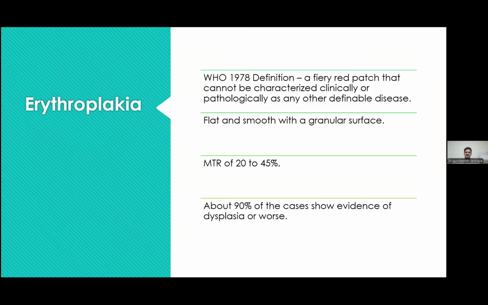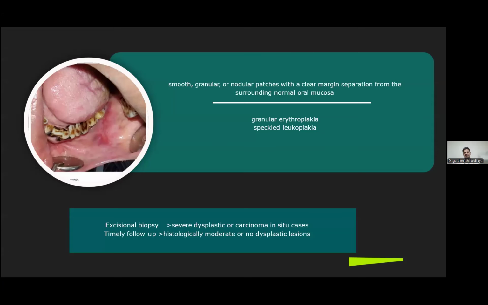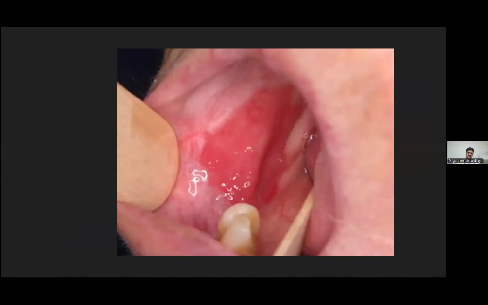Erythroplakia is another spectrum of leukoplakia, which the WHO in its 1978 meeting defined as a fiery red patch that cannot be categorized clinically or pathologically as any definable disease. It is flat and smooth with a granular surface, with a higher malignant transformation rate of up to 40 to 45%. Since it is a high-risk category, we can go ahead with a biopsy or an excisional biopsy. If a patient has severe dysplasia or, in some cases, carcinoma in situ, regular surveillance is recommended in these kinds of lesions also. As we see here, it's a fiery red patch with a granular surface.